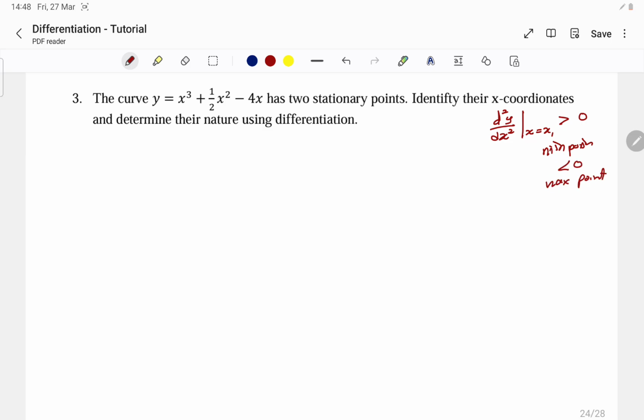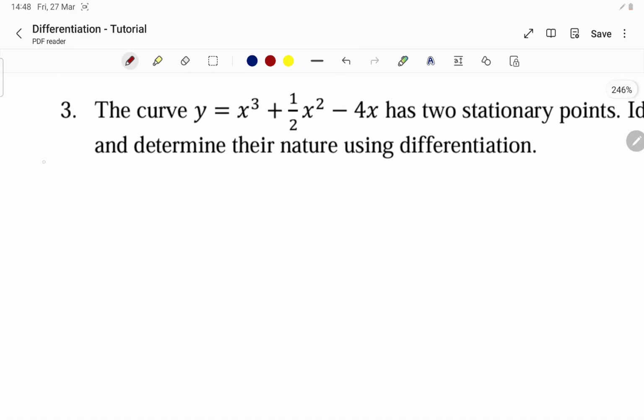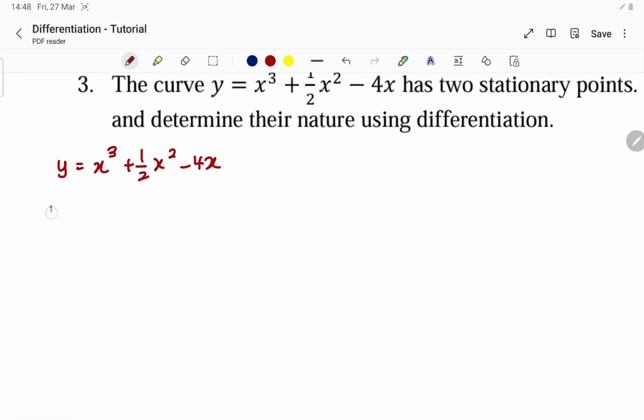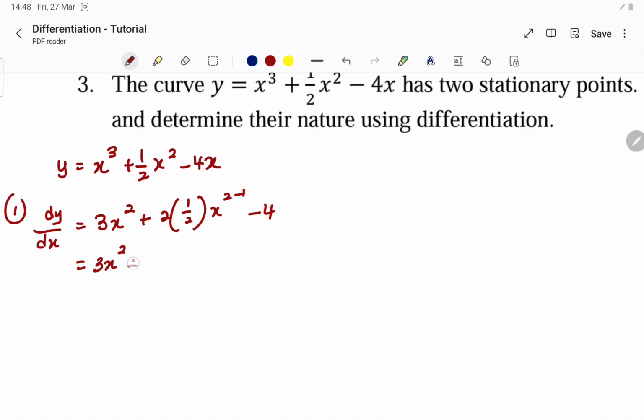Here we have y equal to x cubed plus 1 over 2 x squared minus 4x. The first step is to find dy/dx. You're going to get dy/dx equal to 3x squared, and then the 2 you bring in front, and minus 4. Here you're going to get 3x squared plus x minus 4, because the 1 over 2 times 2 gives 1. This is your dy/dx.